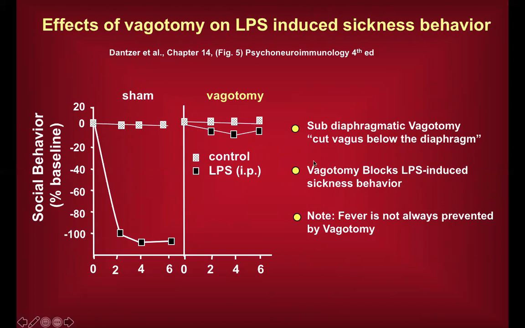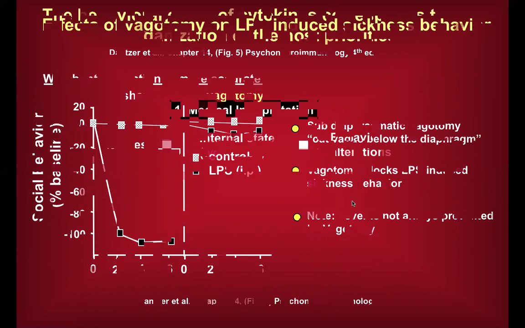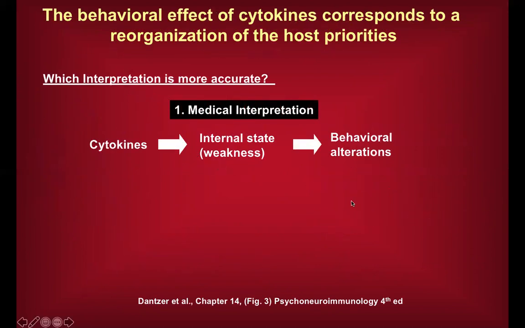So one of the ideas is that the vagus is sensing some of these inflammatory signals in the periphery, sending that quick signal to the brain, and it's part of what's changing behavior. Fever isn't always stopped by the vagotomy. So this is an interesting concept, and some classic studies of these behavioral responses to cytokines.